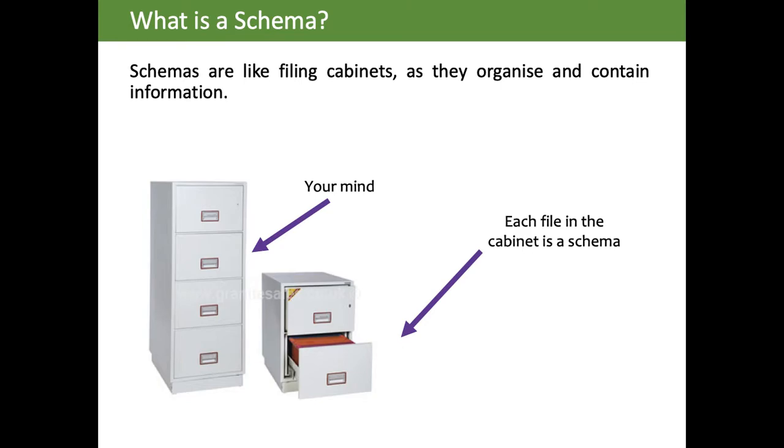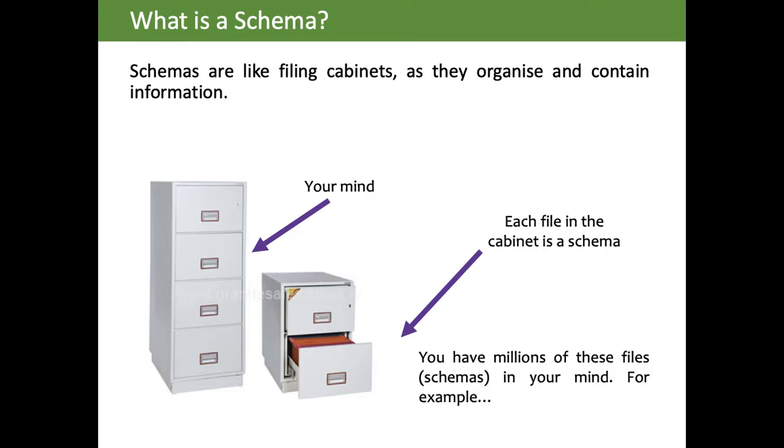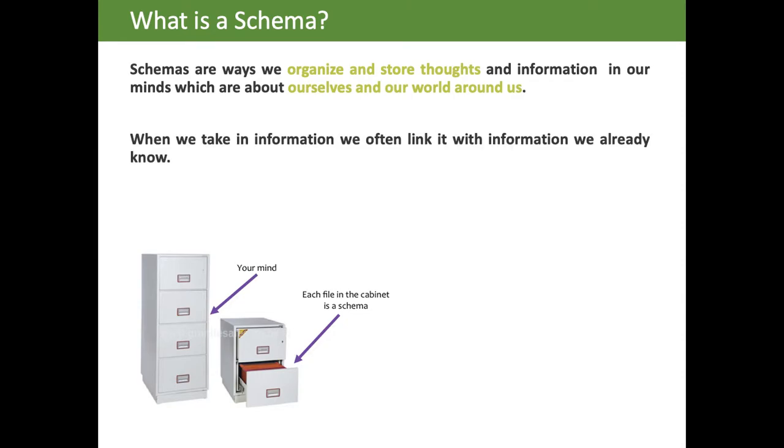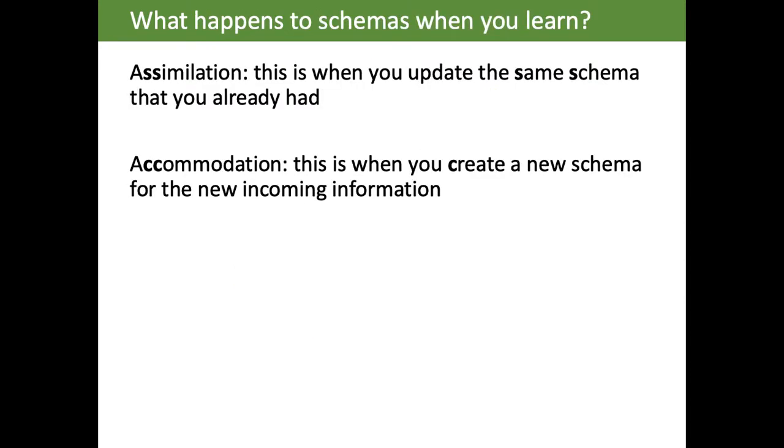You also have a me schema. So this is a schema all about yourself and includes all the information that you know or think about yourself. You have millions of these schemas in your mind. Okay? So if schemas are the way that we organise and store thoughts and information in our minds, we need to link that when we get new information. Okay? And this is where Piaget's theory of cognitive development comes in. Because when you learn, you need to somehow change your schemas, and you can do this in two different ways.